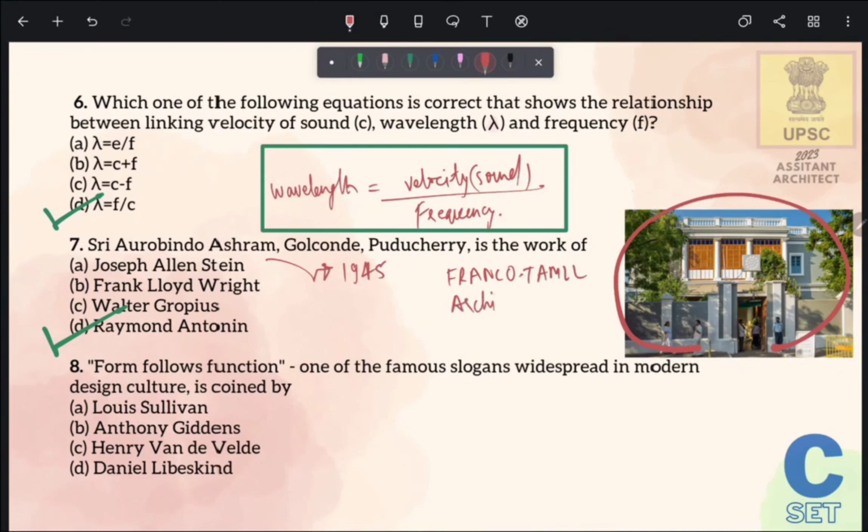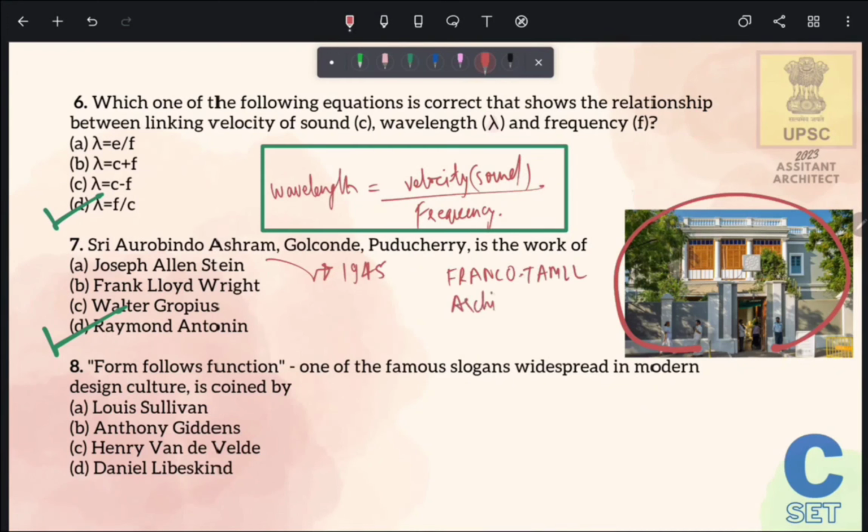And this ashram is the first modern building of the Indian subcontinent. Next question is: form follows function. One of the famous slogans widespread in modern design culture is coined by. So this is the famous quote of Louis Sullivan. So the correct answer is option number A, and he is considered the father of the skyscraper.